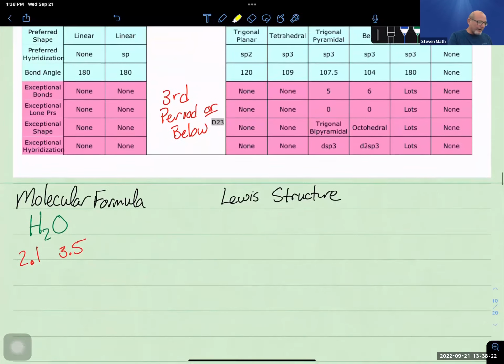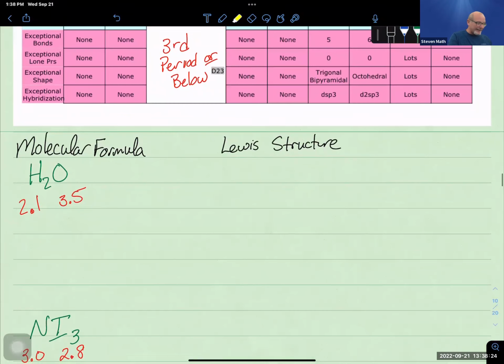So we have a molecular formula of H2O. The first thing we need to do is figure out what kind of compound we have. Is it ionic or is it covalent? So I take my electronegativity values. I find out the difference is 1.4. So this is a polar bond, polar covalent. Therefore, I have to write a covalent structure.